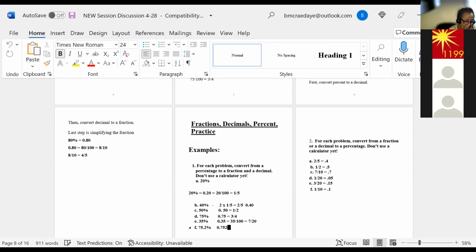0.752. That's it. What would it be as a fraction? 752 over 1,000, not 100. That's 1,000, Maureen. Ten hundredths thousand. So that's 752 over 1,000. Can that be simplified? 752 over 1,000, yes. What would that be?